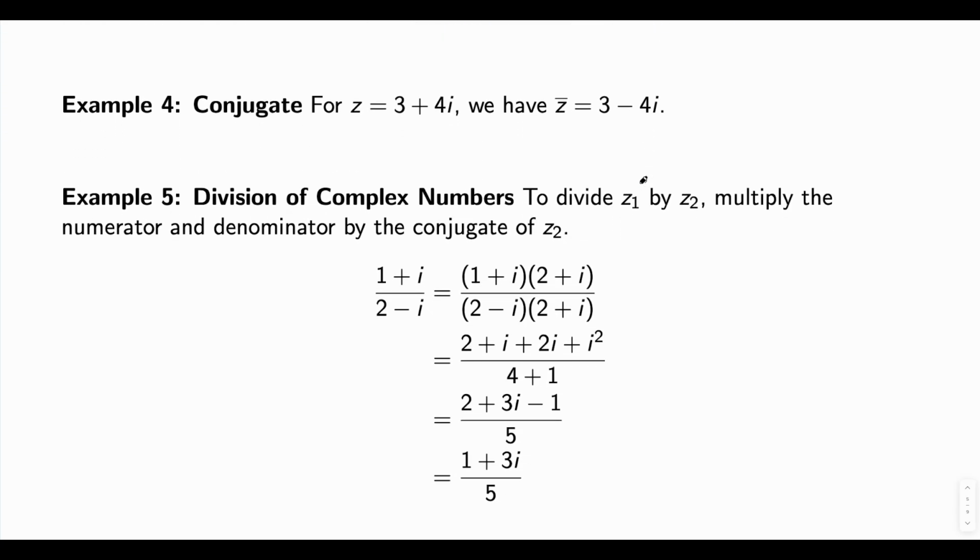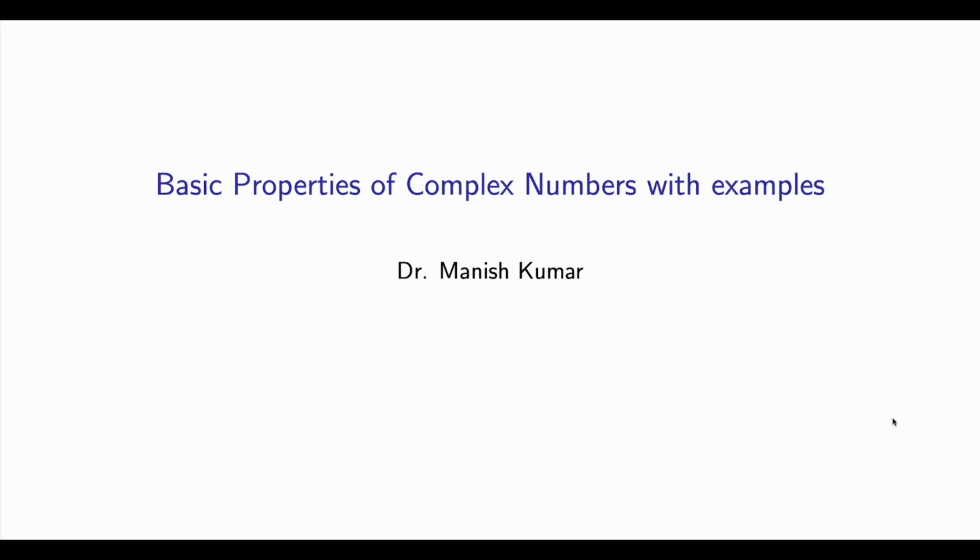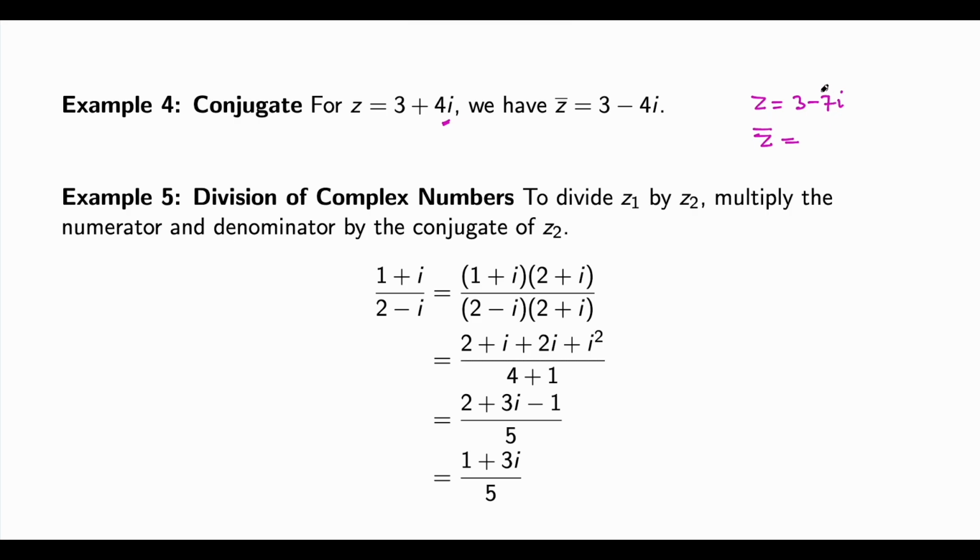And conjugate means, if z is 3 plus 4i, then the conjugate, z bar, is obtained by changing the sign of the i component. Whatever the i is there, you can say that minus i. Suppose z is 3 minus 7i. So what is z bar? z bar is going to change the sign of i. So 3 plus 7i. This is how the conjugate works, right?